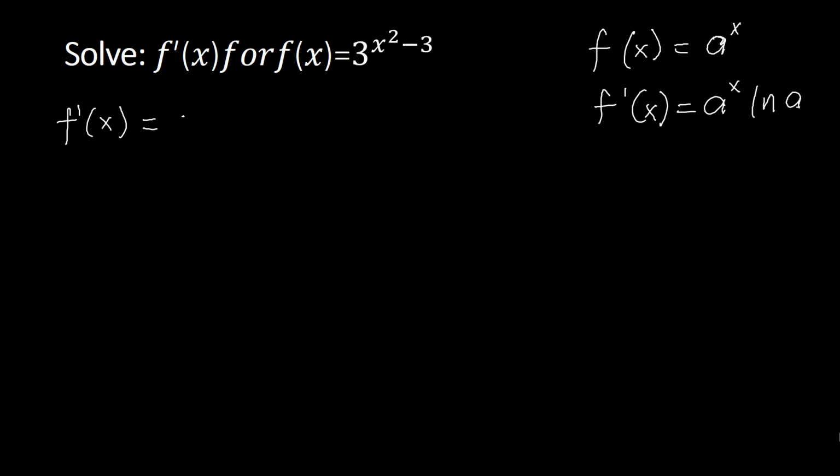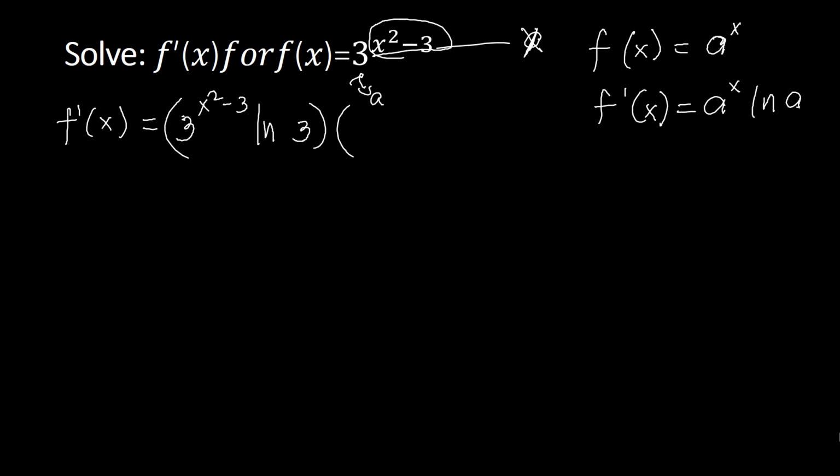everything here will be considered as a to the power of x, wherein our a here is the 3. Our x here is this one entirely. So writing that one, we have a to the power of x. That means we've got 3 to the power of x, which is x squared minus 3. And then we have ln a, which is ln 3. And then we're not yet done because we do the chain rule. That means we multiply everything here with the derivative of our exponent, which is x squared minus 3.